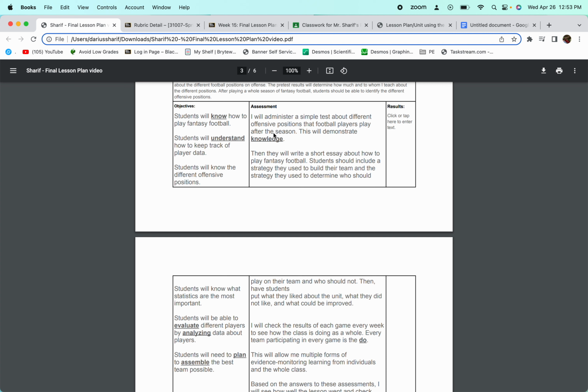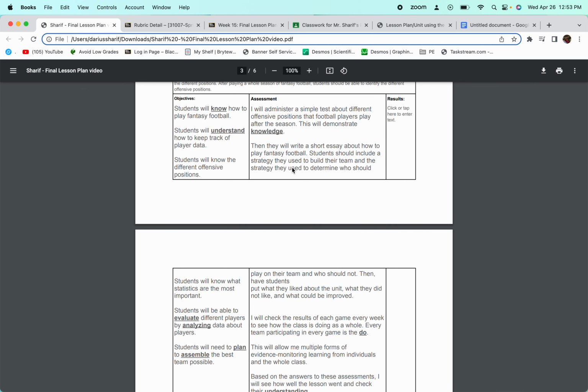So like I said, I took a pre-test before the season, and so the real assessment would be after the season to see if they understood and see if they learned over the course of the unit. They will also write a short essay about how to play fantasy football. Students should include a strategy that they use to build their team and the strategy they use to see who should play on the team and who should not.